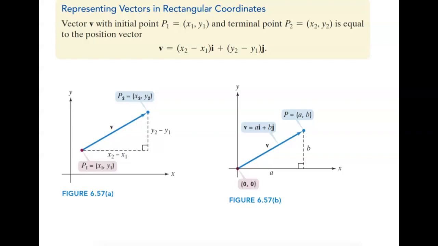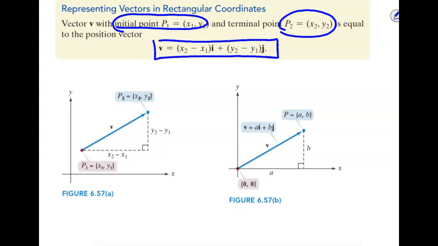This video focuses on representing vectors in rectangular coordinates. Let's say we have vector v with an initial point x sub 1, y sub 1. This is your initial point. And then you have a terminal point, p sub 2, at the ordered pair x sub 2, y sub 2. In order for you to create this as a rectangular coordinate, we're going to use this equation here.